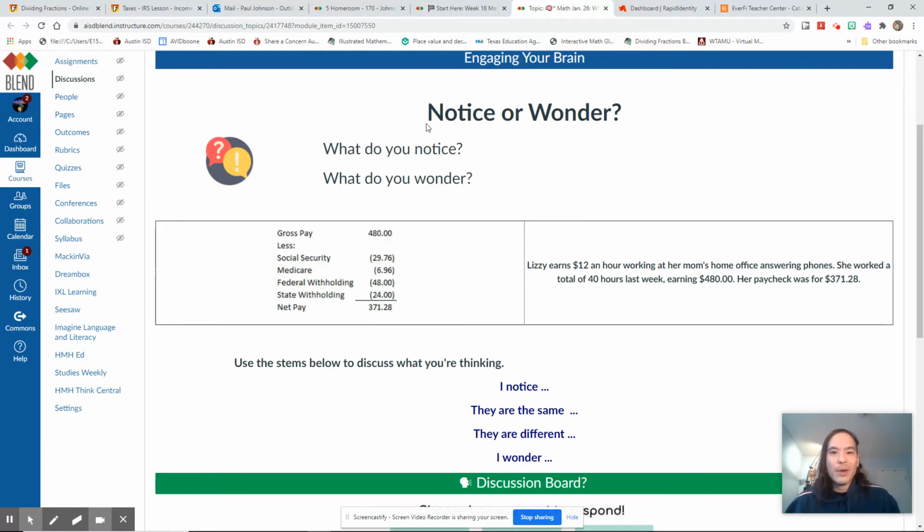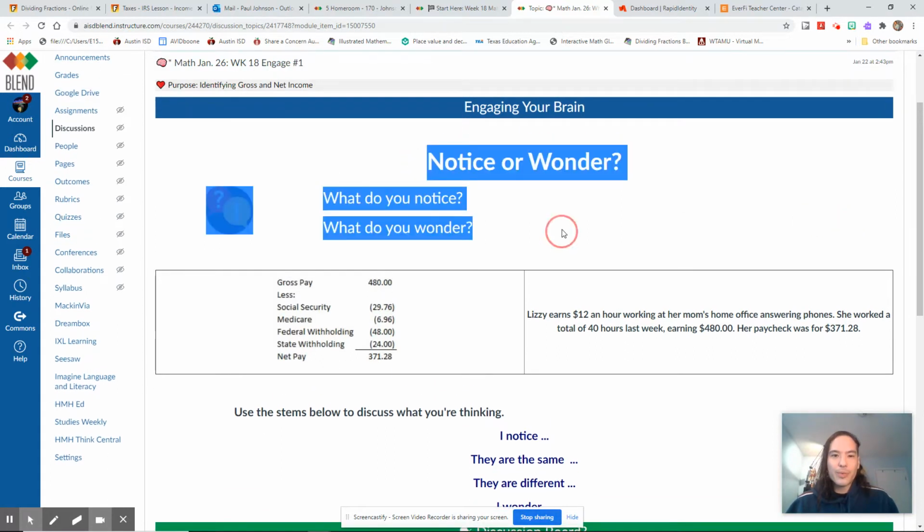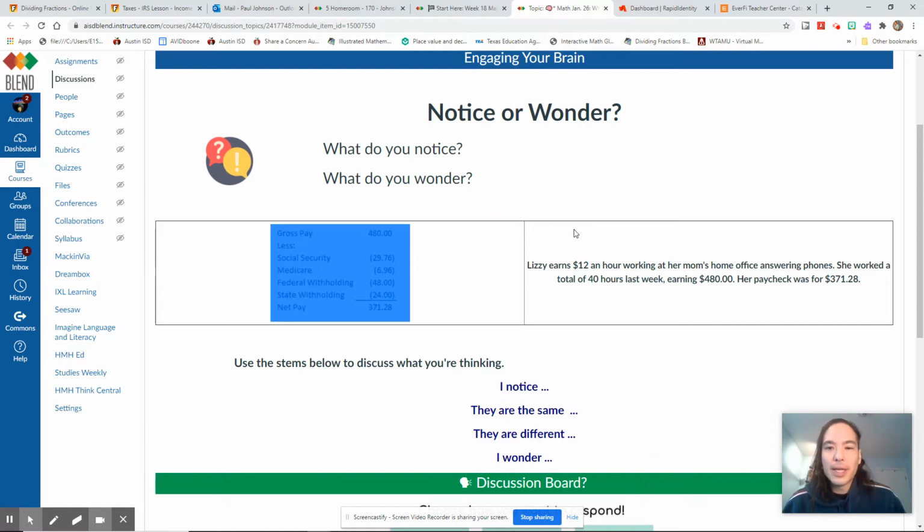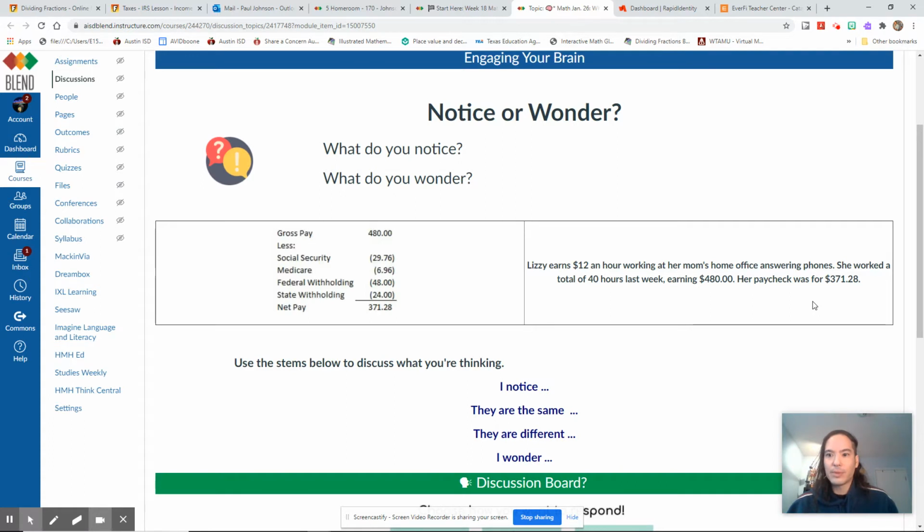All right, so today, engaging your brain, notice or wonder. What do you notice? What do you wonder? There are 4 sentence stems, one of which is I notice, and one of which is I wonder. All right, so let's take a look at this. It says Lizzie earns $12 an hour working at her mom's home office answering phones. That's called an hourly wage. So every hour she works, she makes $12 gross income.